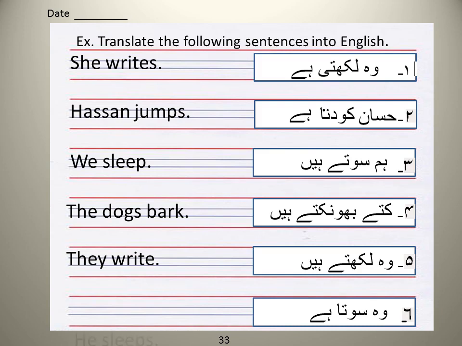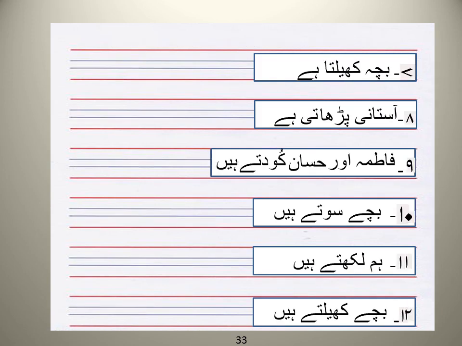वो सोता है. He sleeps. Full stop. Same page, next slide. बच्चा खेलता है, the child plays. Now बच्चा, I'm talking about one child, so we will add S with the verb plays, full stop.